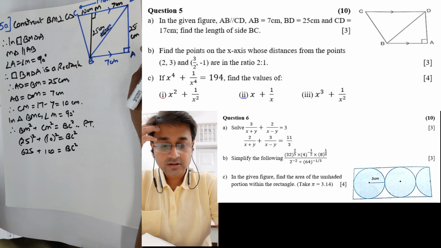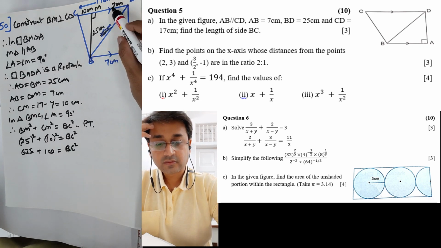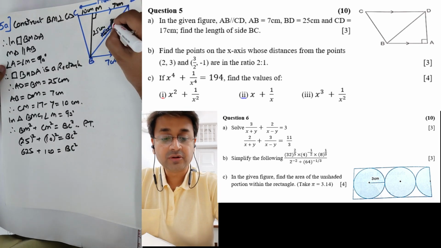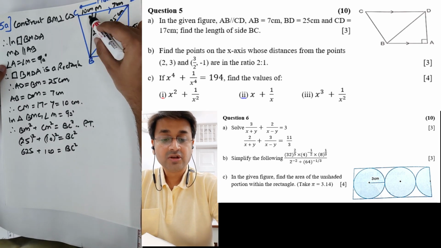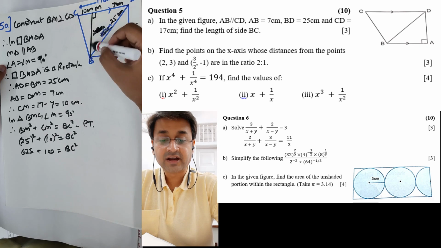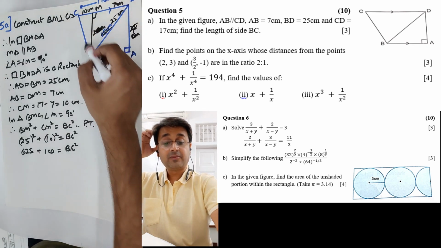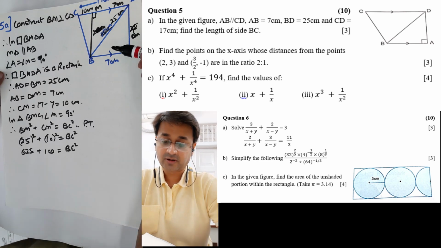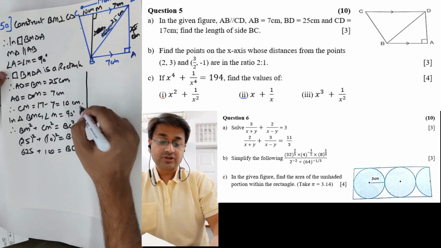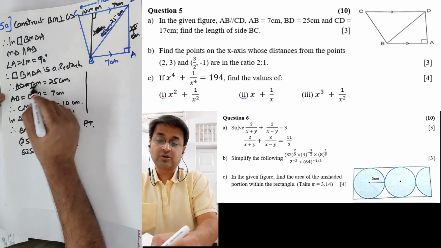One second. My bad. BD only is 25. I have overread this. It's not this. Okay. So we'll have to apply Pythagoras and get BM first, and then again apply Pythagoras and get BC. That's the way we have to go about. I'm so sorry that I taught you this wrong. So once you get this 25 and 7, this is wrong.